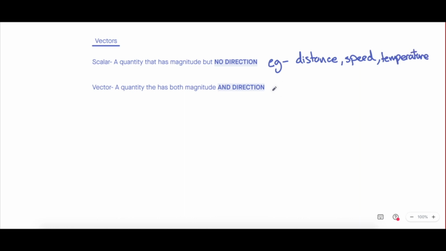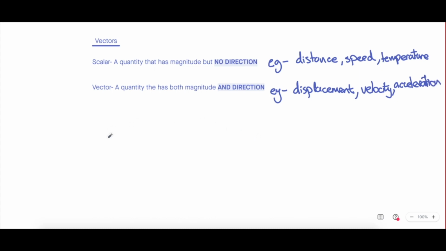For vectors, these are things which have direction as well. So a vector would be something like displacement. That's the vector equivalent of distance, or velocity, or even acceleration, which we'll come across later in the course.